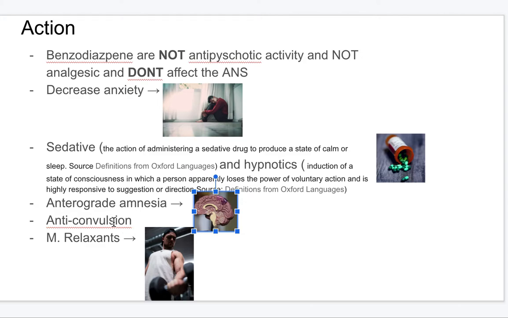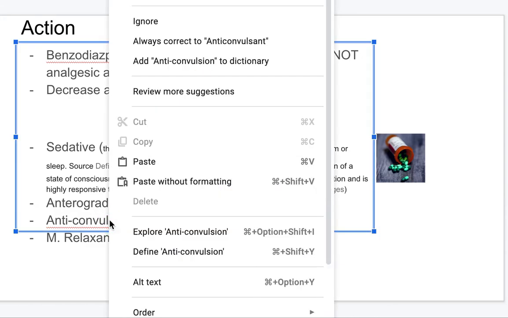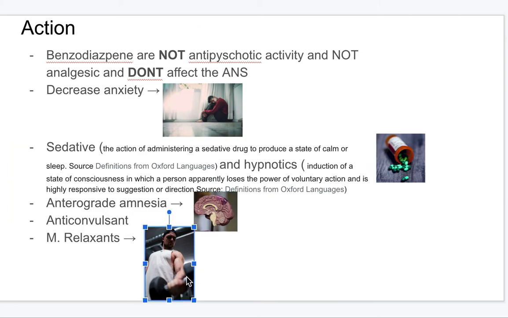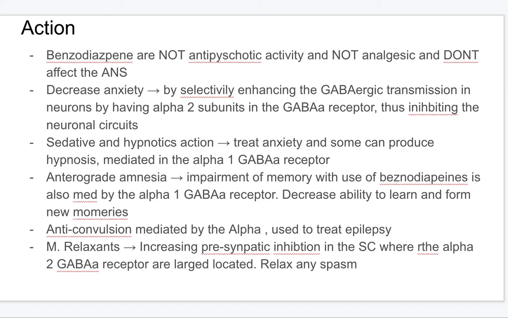Next is anticonvulsion. If you have epilepsy for some reason, this drug is very good. And the next one is muscle relaxation. It can affect your skeletal muscles, not smooth muscle. Like I said, it does not affect the autonomic nervous system. Let's get into a bit more detail.